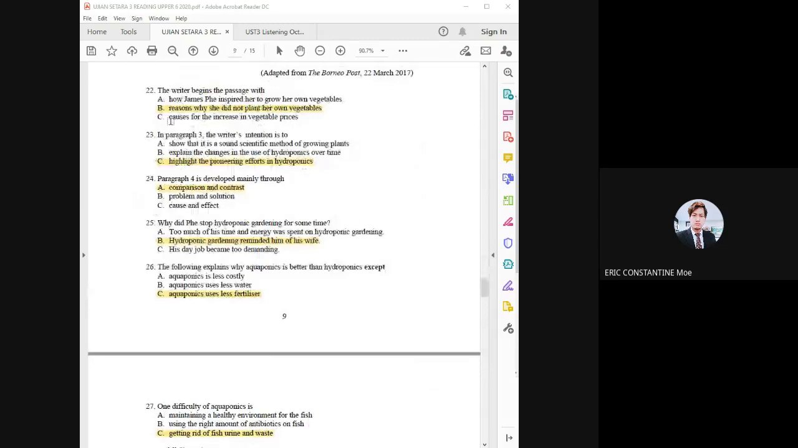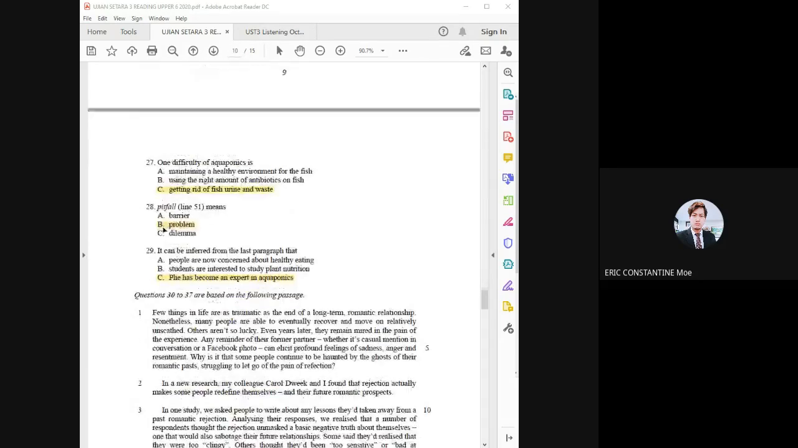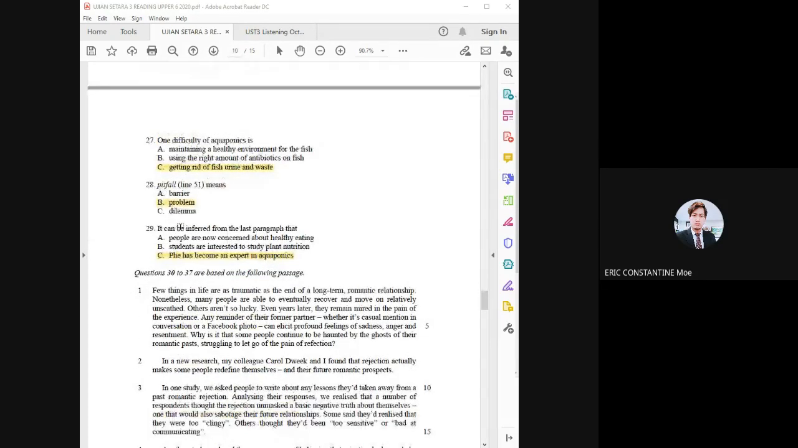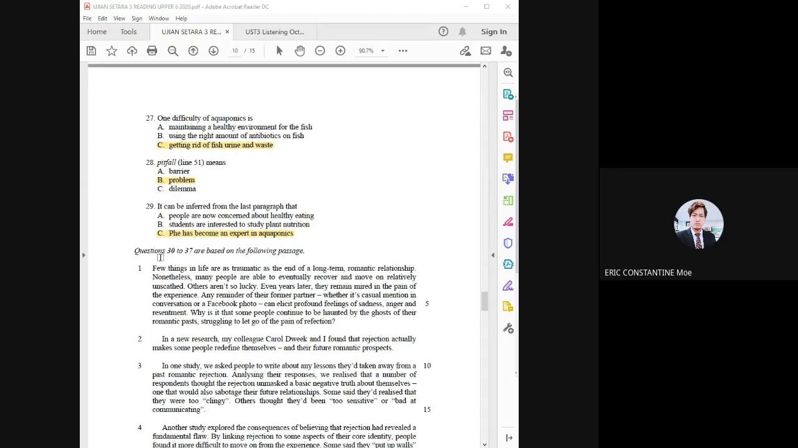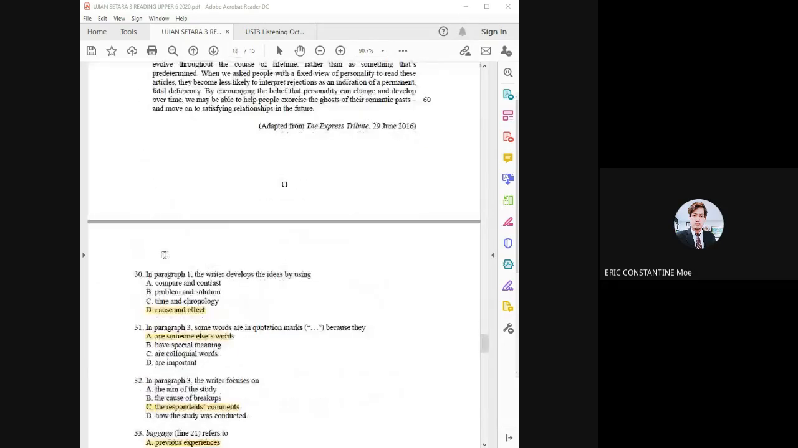So 22 is Brazil, B, 23 C for China, 24 A for Apple, 25 B for Brazil, 26 C for China, 27 C for China, 28 B for Brazil, 29 C for China. So let's move on to the next one.